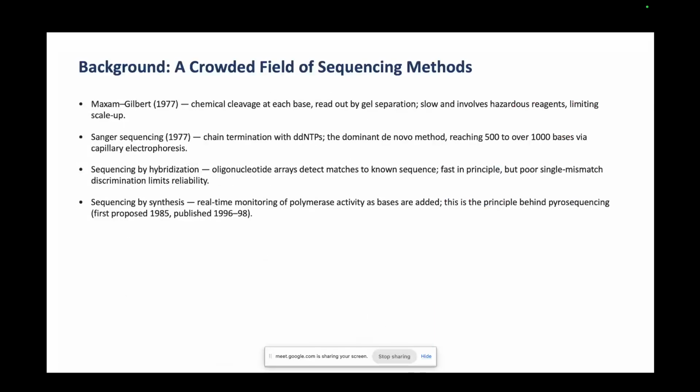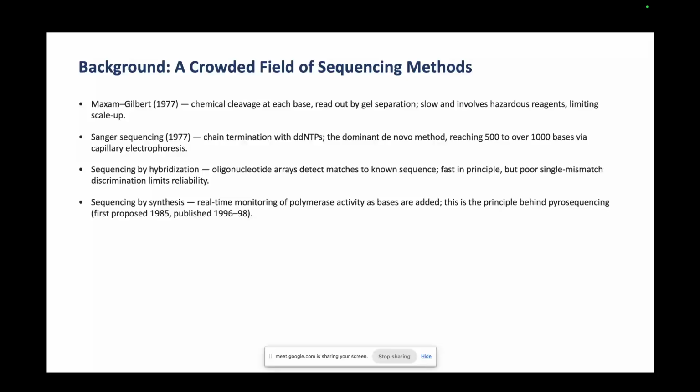Okay. So I'll go through a quick recap of the other sequencing techniques as well. We discussed Maxam-Gilbert, which was one of the first ones. Then we discussed Sanger sequencing. We have not discussed sequencing by hybridization. In this case, oligonucleotide arrays detect matches to known sequence, which is fast in principle but poor in single mismatch discrimination. So basically, this is not directly sequencing, this is only detecting mismatches.